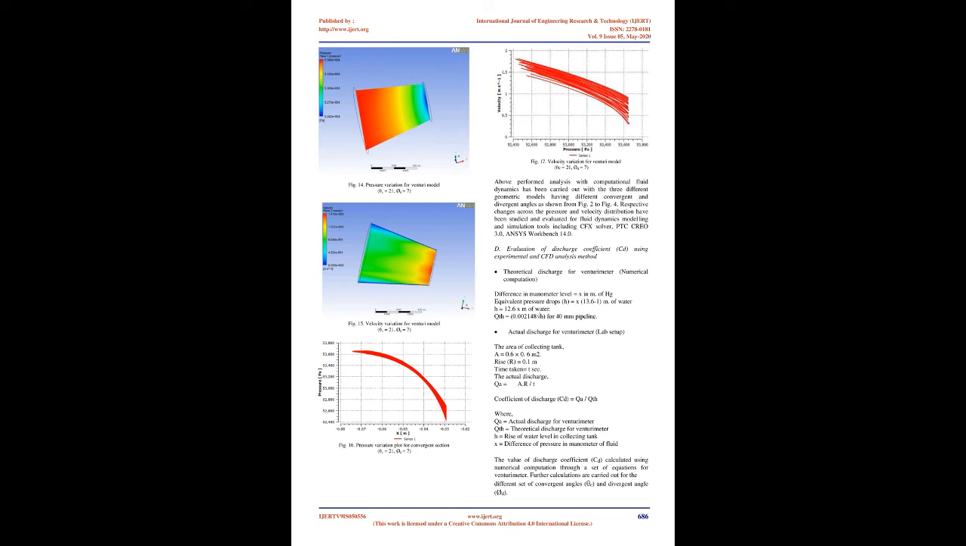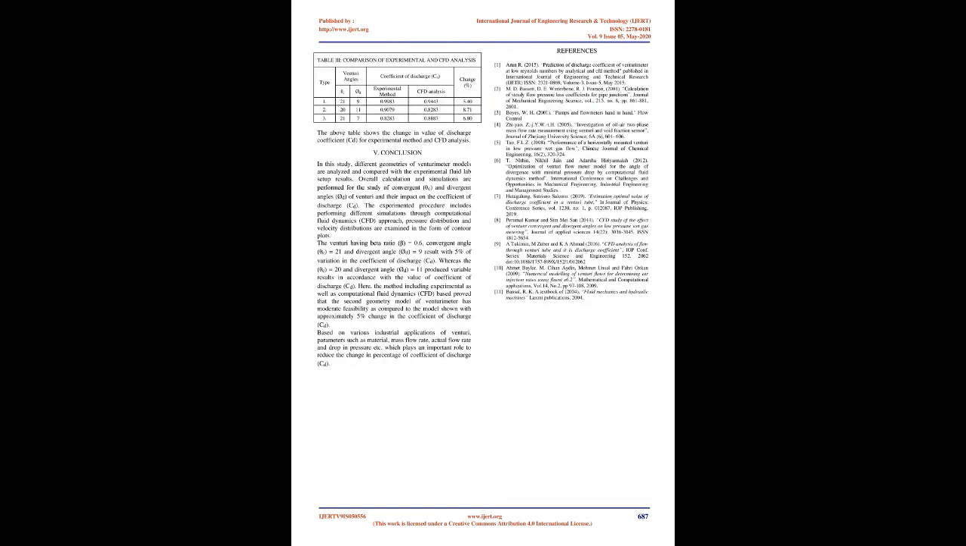Actual discharge for Venturi meter, lab setup. The area of the collecting tank, A, equals 0.6 times 0.6 square meters. Rise, R, equals 0.1 m. Time taken equals T seconds. The actual discharge, QA, equals A times R divided by T. Coefficient of discharge, CD, equals QA divided by QTH.